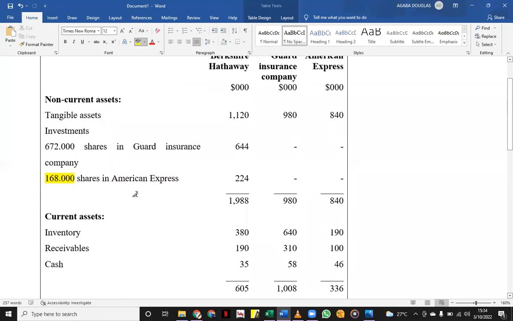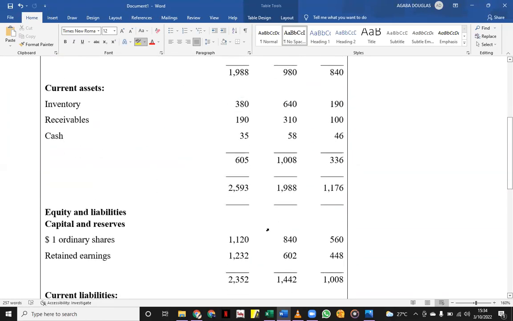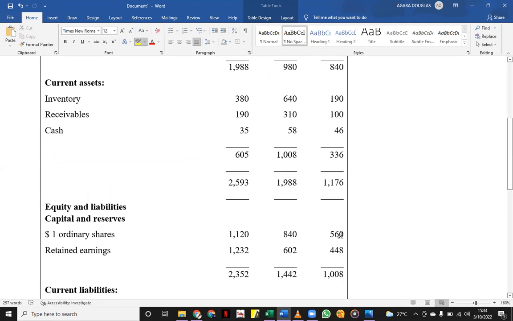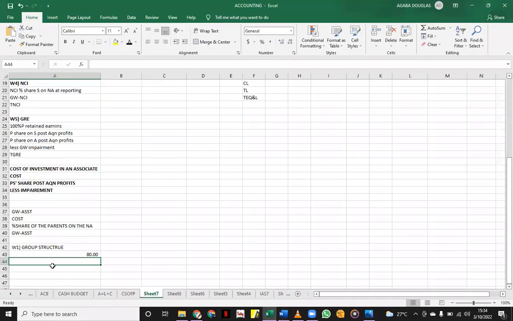Then we find out, when it comes to shares in American Express, 168 shares versus 560 shares. So I will say 168,000 shares divided by 560,000 shares. Then we multiply by 100.